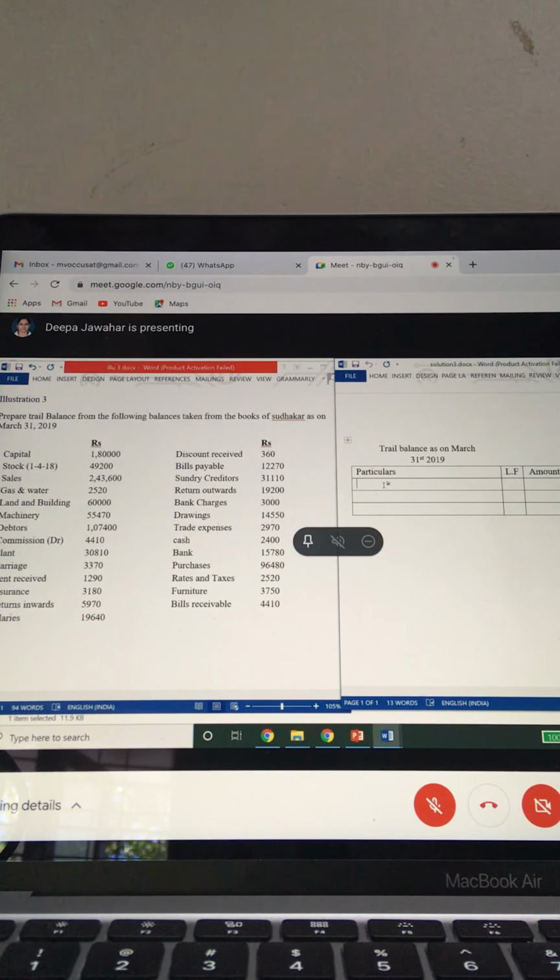And amount column debit and amount column credit, two sides.